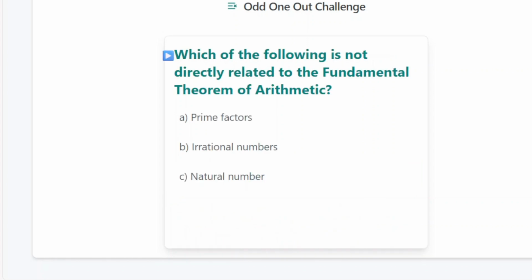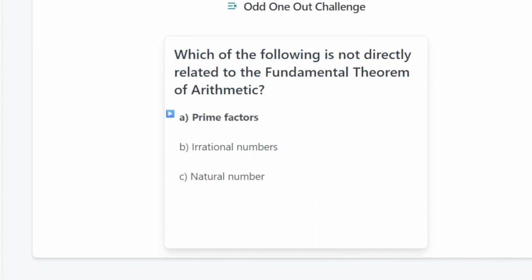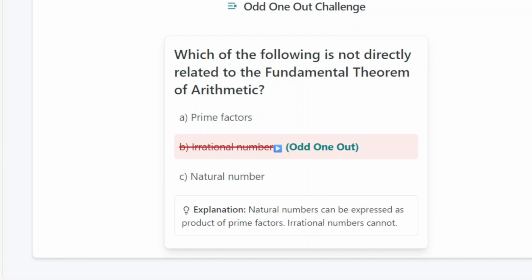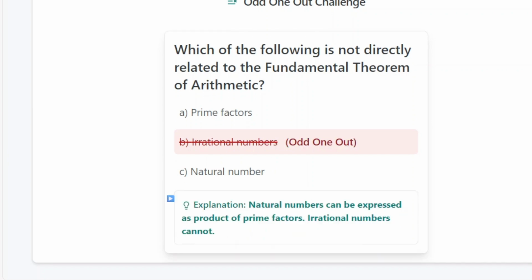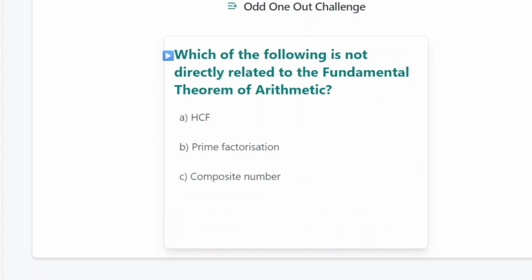Which of the following is not directly related to the fundamental theorem of arithmetic? Prime factors. Irrational numbers. Natural number. The odd one out is irrational numbers. Because natural numbers can be expressed as a product of prime factors. Irrational numbers cannot.